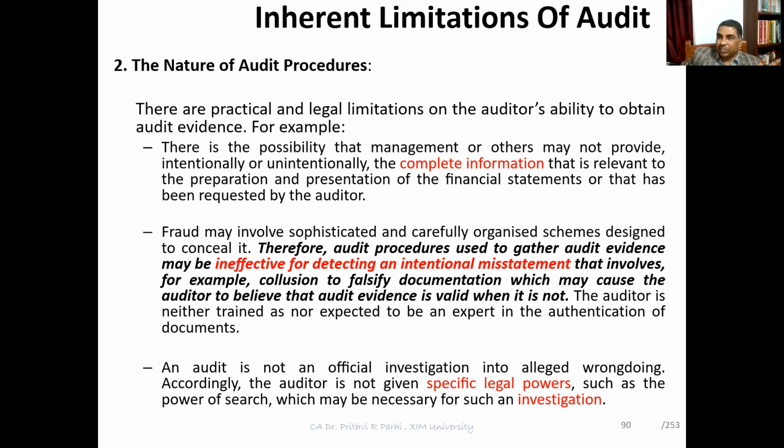And since auditing is not an investigative activity, no investigation is in fact involved in auditing, the auditor is also not given any specific legal power to conduct investigation. So that is one more weakness. The auditor will check the transactions and satisfy himself that the financial statements are showing a true and fair view. But many times his own procedures may fail.